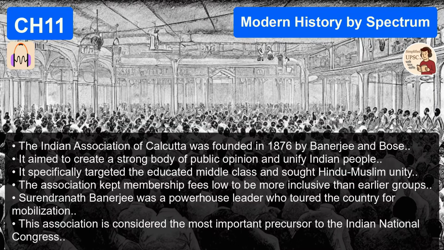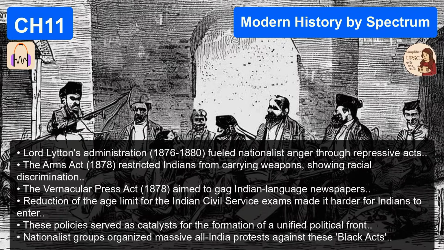And the ICS age limit issue, right? The government reduced the maximum age limit for the Indian civil service exams. It was a blatant move to make it impossible for young Indians to clear the exam. Banerjee led a massive all-India campaign against this. So they were already doing the heavy lifting of creating a national public opinion almost a full decade before the Congress was even a thought. They laid the tracks. Congress just drove the train.